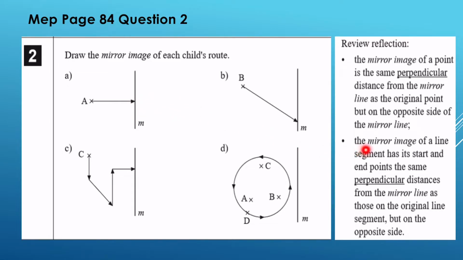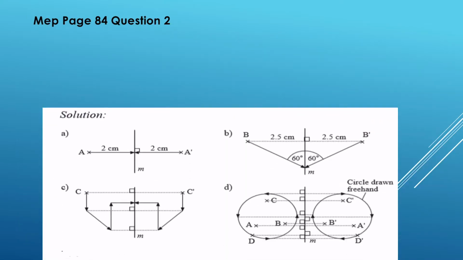And the mirror image of a line segment has its start and end points the same perpendicular distance from the mirror line as those on the original line segment, but on the opposite side. So if we have a segment that starts here and ends here, the segment on the other side of the mirror line has the same start and end, but on the opposite side of the mirror line. Let's move so you can see clearly how the solution is.